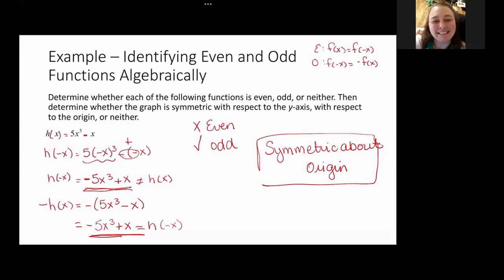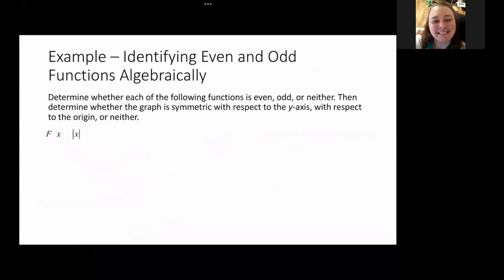Okay, one last example on this, and we're going to throw another wrench into the basket. So I'm not going to put our even and odd up in the corner, but you can do that if you want to. So let's determine whether the function is even, odd, or neither. So let's put in that minus x.